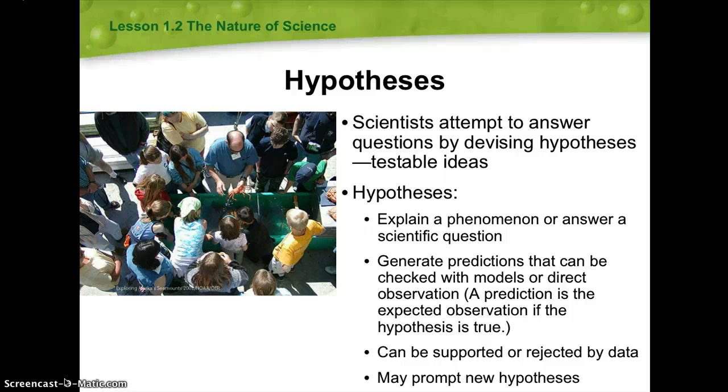A hypothesis is a statement that explains a phenomenon or answers a scientific question. A hypothesis generates predictions that can be checked with models or direct observation. A prediction is the expected observation if the hypothesis is true. It can be supported or rejected by the data. Remember, it can't be proven, it can't be accepted, it's either supported or rejected. And a hypothesis may also prompt other new hypotheses.